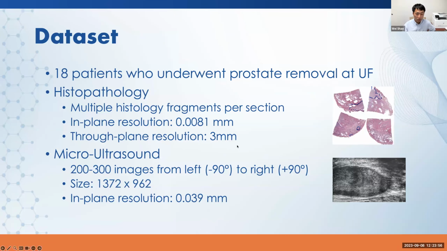For the micro-ultrasound, we acquire in the pseudo-sagittal plane with a fixed size of 1372 by 962 with a fixed in-plane resolution of 0.039 millimeters. So as you can see, this is a really high resolution. That's why you can distinguish cancer and non-cancer tissues from micro-ultrasound. So we do it from left and right. So that's our data set.